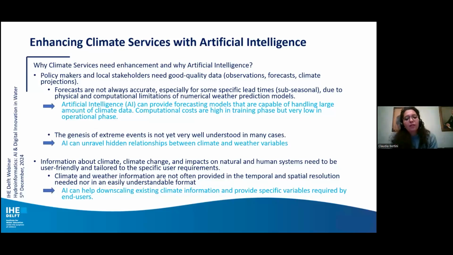Also, in general, the genesis of extreme events is not very well understood in many cases, so we still don't know why some of these extreme events are happening, and then we can use AI to discover some hidden relationships between climate and weather variables.